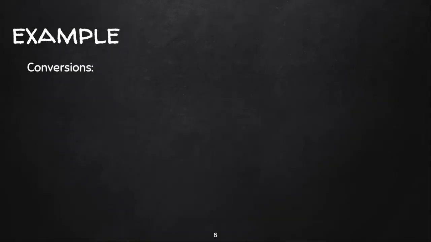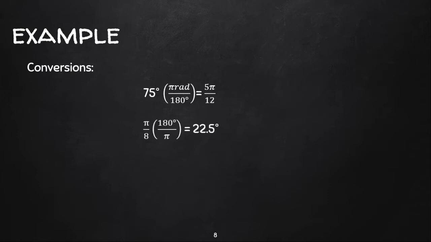So as an example, you have 75 degrees. And to convert to radians, you just multiply it by pi over 180 degrees. So we have 5 pi over 12. So also from radian to degrees, pi over 8. So we have 22.5 degrees. And degrees to radian, negative 270 degrees, you have negative 3 pi over 2.